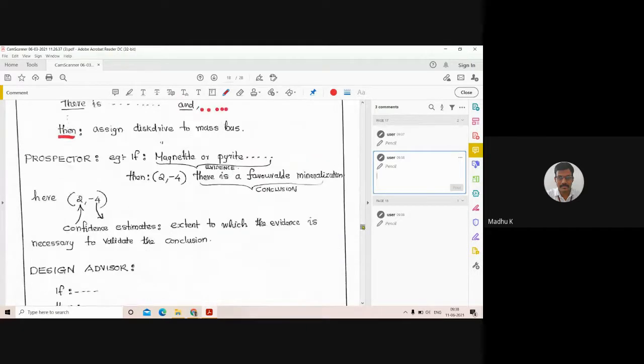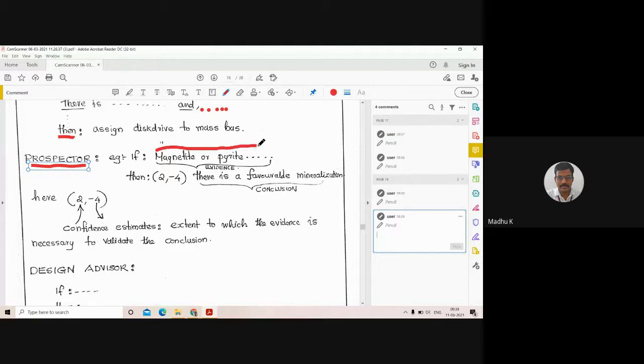Next is Prospector. What is the use of Prospector? Prospector is an expert system used for advising on mining activities. The rule is like this. In the condition part, different substances are given, like magnetite or pyrite, etc. This is called evidence. Then the then part is the conclusion: there is a favorable mineralization.